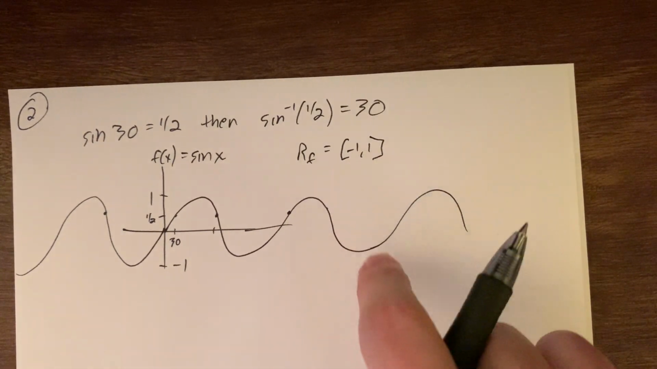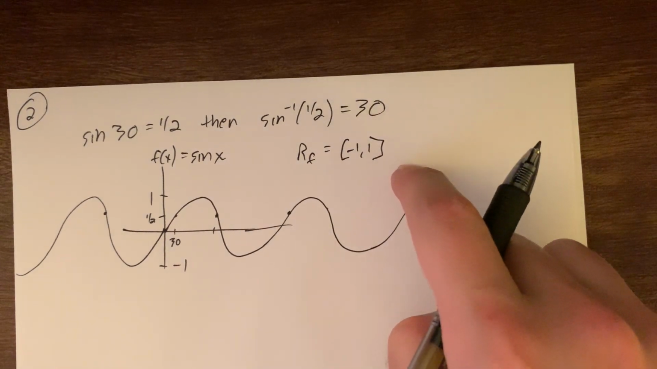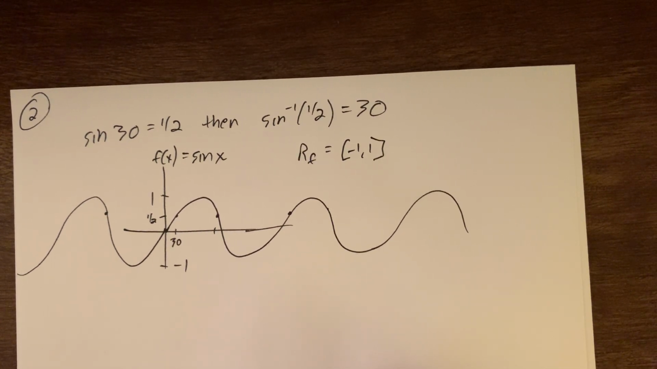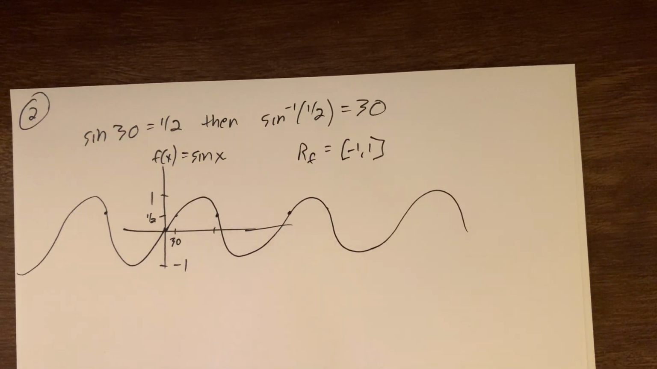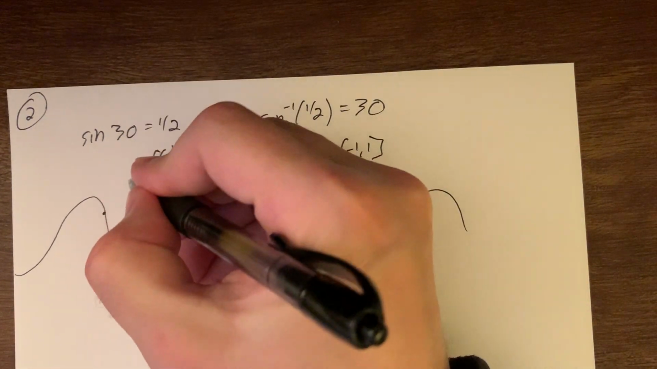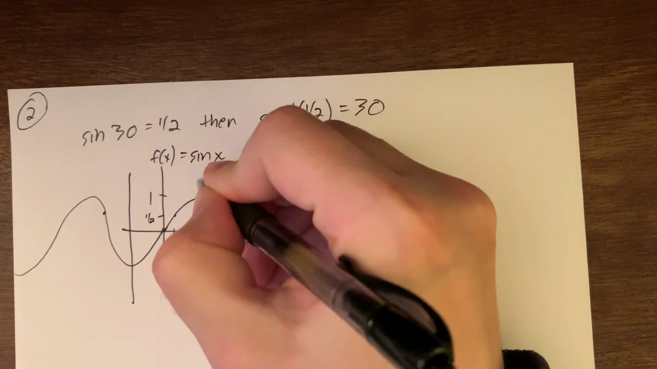I still get the full range, down to -1 and up to 1, but I want to cut the graph so that it will pass the horizontal line test. Can you take a look at the picture and see where a nice spot to cut the graph might be? There are a lot of options here, but the conventional way to do it is to cut the graph here to here.